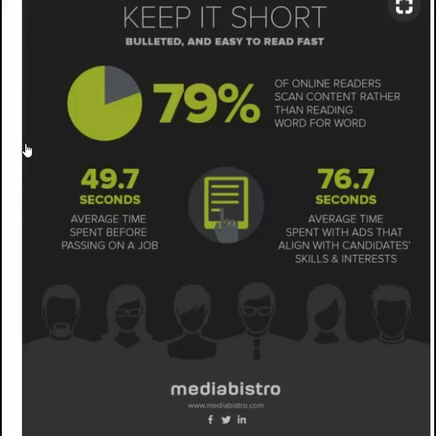So this was an interesting infographic from Media Bistro, so I'm not going to take the credit. These guys provided this amazing infographic, and I hope that you find this a useful insight into writing your job description.